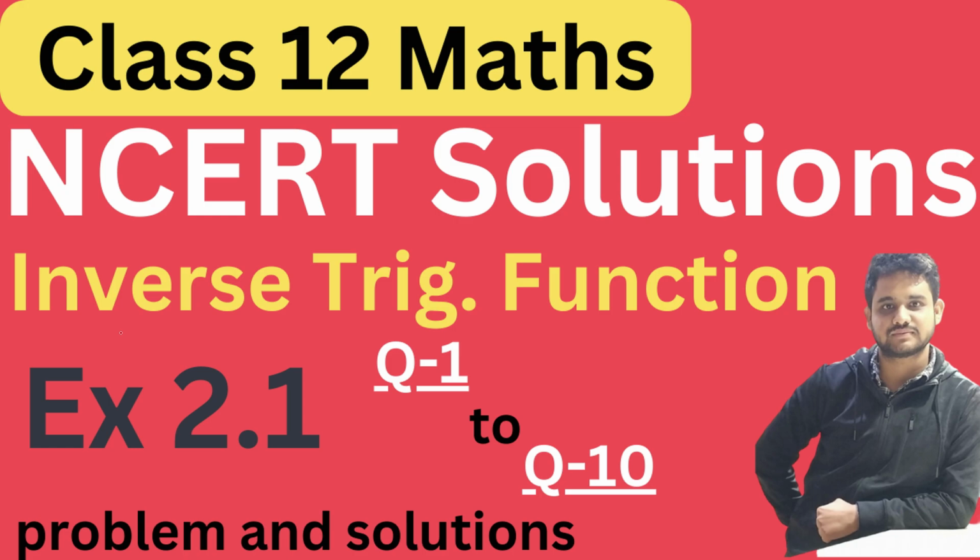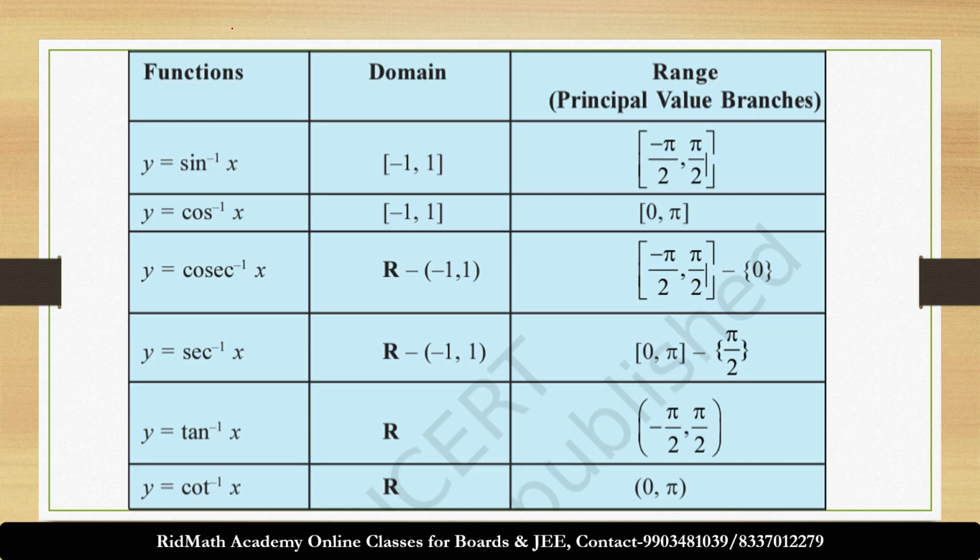So today we are going to solve NCERT exercise 2.1 from class 12 book, and today we are going to solve question number 1 to question number 10. So let's start. So take a look at the inverse trigonometric functions and their domains and their ranges. Ranges is principal value branches.